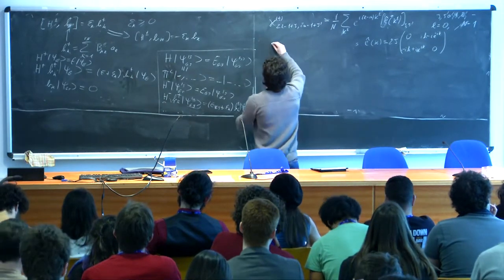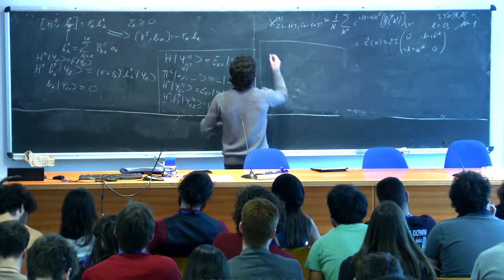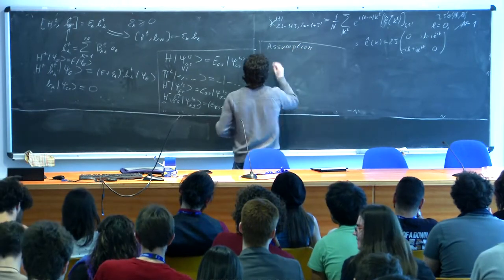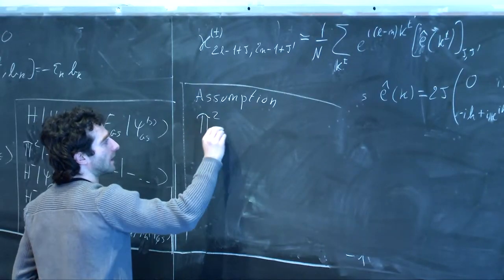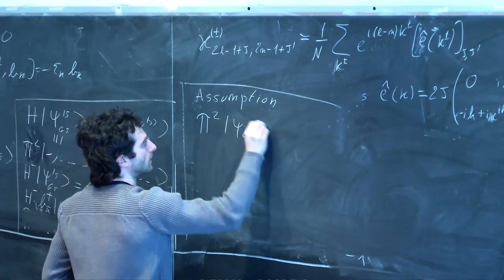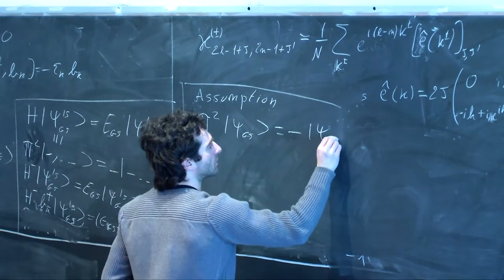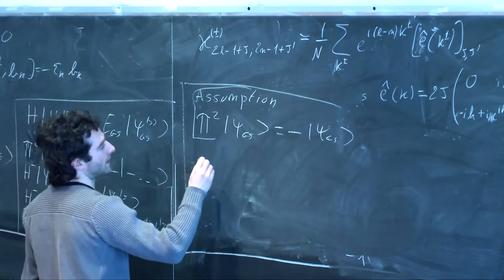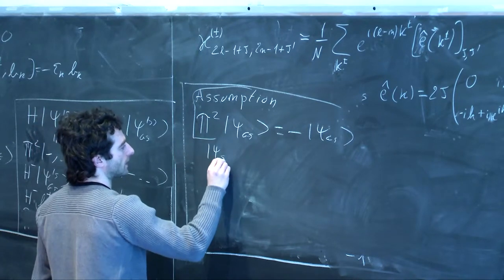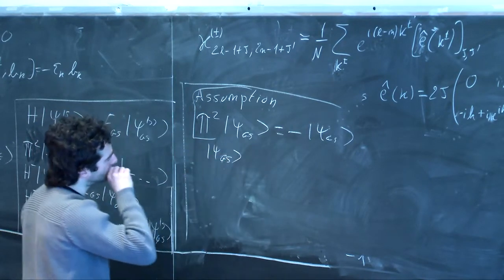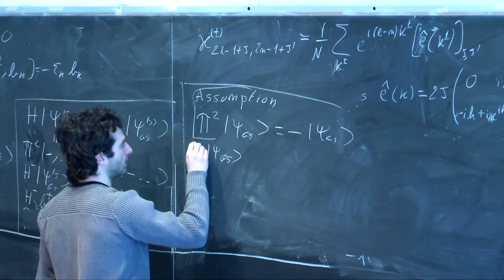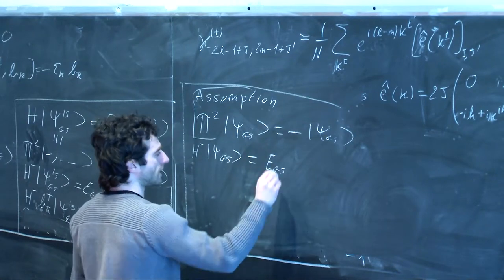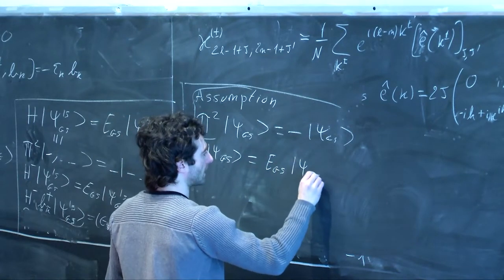So, let's write everything clearly. Assumption: Pi z applied to the ground state is equal to minus the ground state. We assume this. This means that the H minus of psi ground state is equal to E ground state times psi ground state.